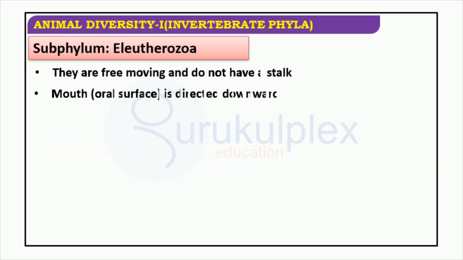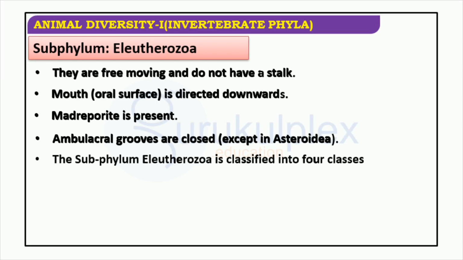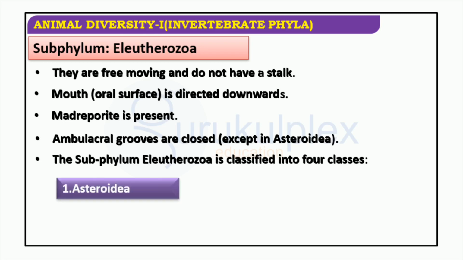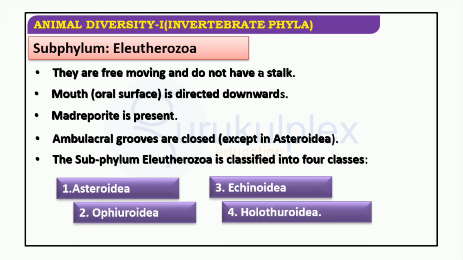Subphylum Eleutherozoa consists of four classes of animals: Asteroidea, Holothuroidea, Echinoidea and Ophiuroidea. These animals are not fixed and have a downward-facing mouth. Furthermore, they have a madreporite and ambulacral grooves, of which the latter are closed in all classes, excluding Asteroidea.